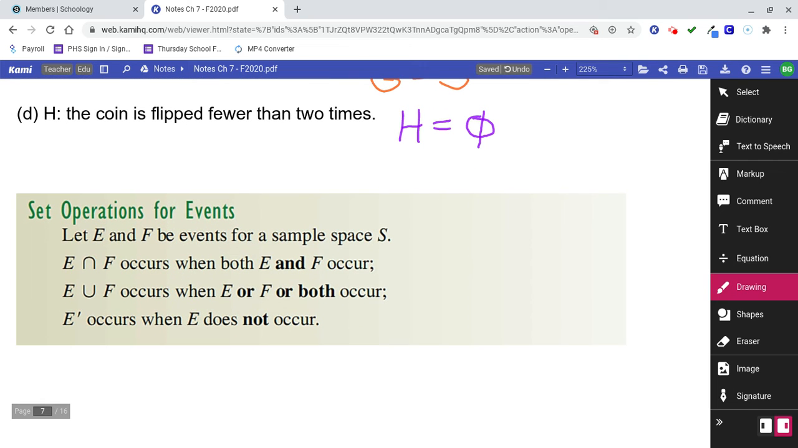Set operations for events. Okay, we've already seen these symbols. E and F is this symbol, E and F. We read this as or, E or F, or both. And then not E when E does not occur. So we've already seen those symbols. There they are again.